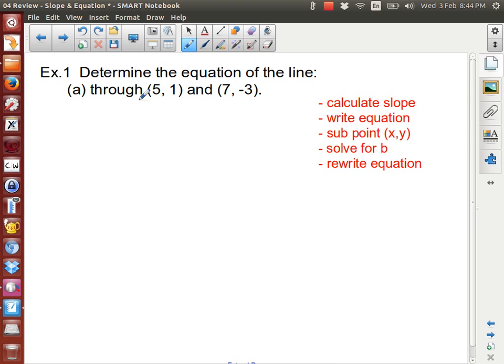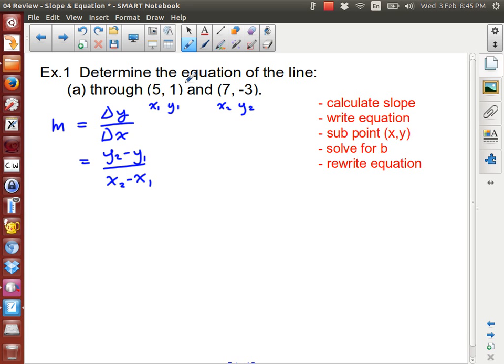Determine the equation of the line that passes through these 2 points. So the first thing we're going to do is calculate the slope. The slope is equal to the change in y over the change in x, but that's the same as y2 minus y1 over x2 minus x1. So I have to decide which of my points is point number 1 and which is point number 2. Just based on the order in which they appear, I'm going to say there's my x1, there's my y1, my x2, and my y2. I could have reversed this.